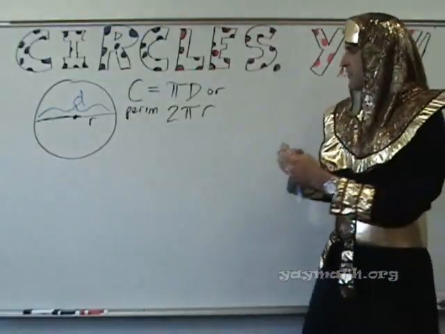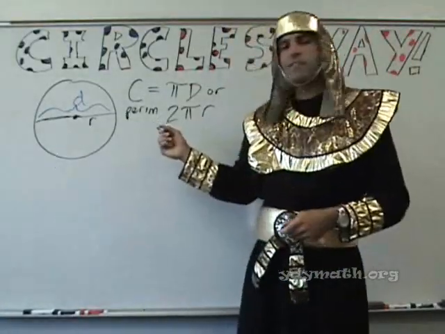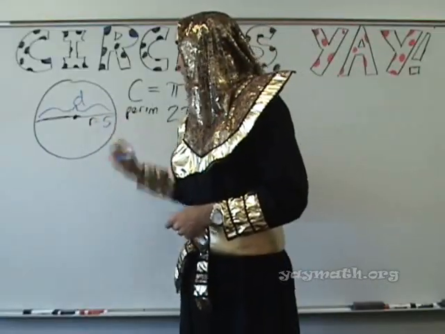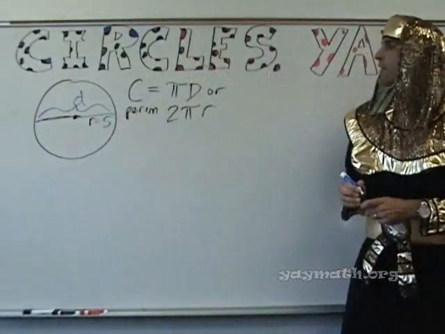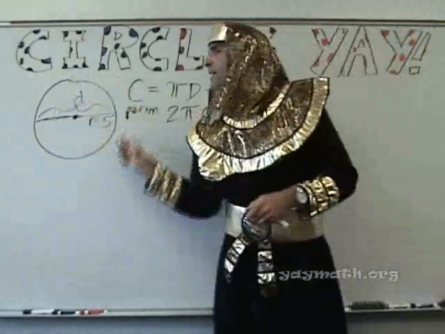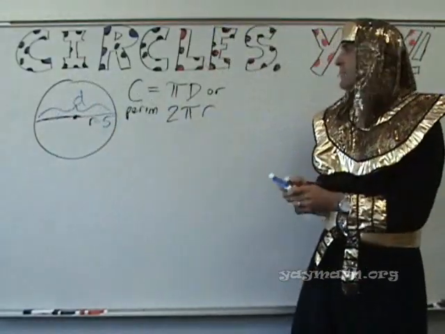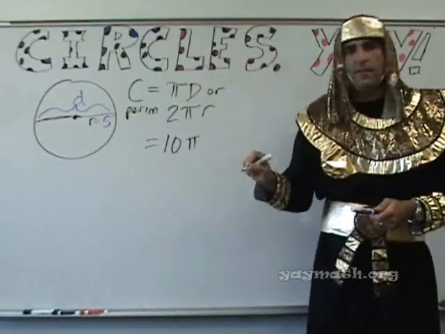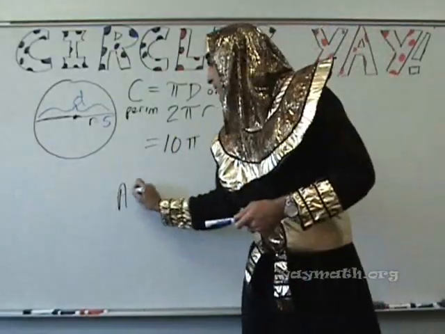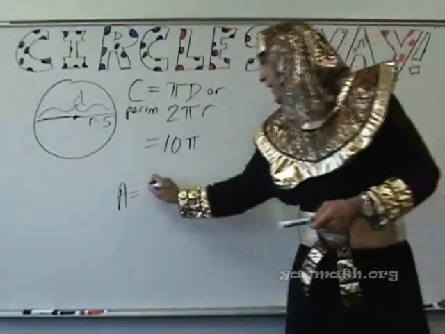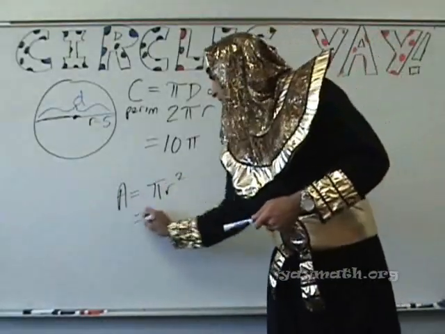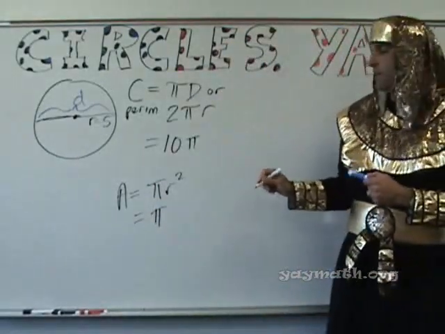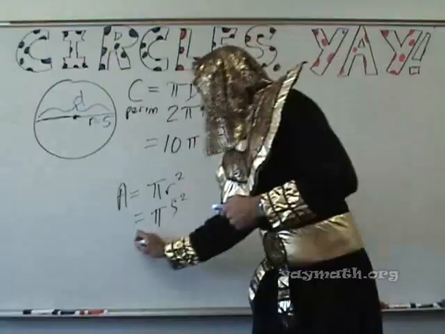Okay, so let's give this circle a radius. What do you want the radius to be? 5. Okay, so what is the circumference or the distance around this circle? 10 pi. Any questions about that? We're going to go through it real quick. All right. Area, what's the formula for area of a circle? Pi r squared. So pi times what squared? 5 squared, so that's 25 pi.